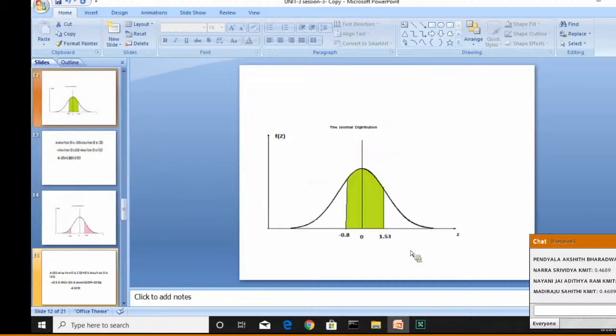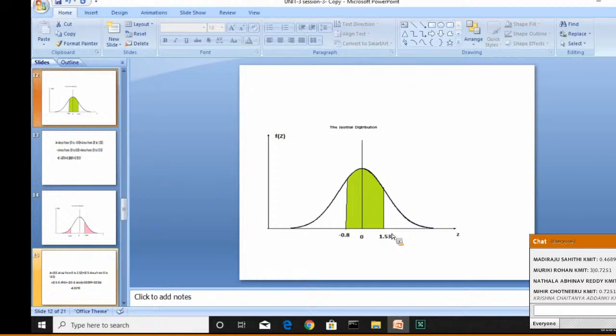Here, minus 0.8 to 1.53. Same thing. Now you understand it. You forget about the negative sign in this problem, so nothing will happen. Those who could understand it, well and fine. Otherwise, you forget about the negative sign. 0 to 1.53 we get directly from the table.